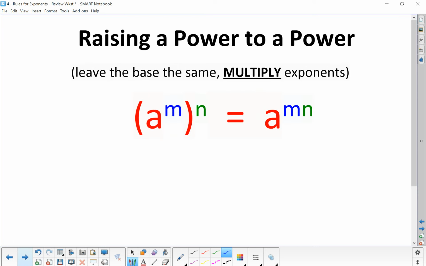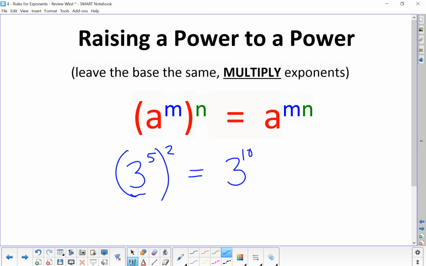Raising a power to a power. If I have a base that already has an exponent, and I'm going to raise it to another exponent, I'm actually going to multiply the powers together. So if I had 3 to the 5th, and I'm going to raise that to the second power, I'm going to get 3 to the 10th.